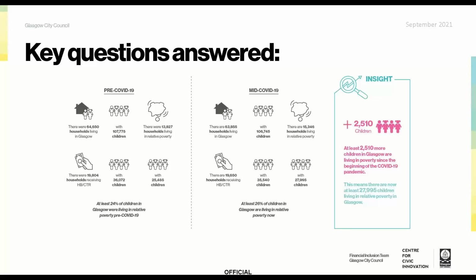But from those 63,000 households, we know that 19,650 of those households claim assistance with housing benefit or council tax reduction, and that's where those 35,540 children are. So again, it's relatively similar to the pre-COVID report. Although what was really interesting for us, although the numbers are very similar, it's not the same families. There's thousands of families that have been moved out of poverty since the last report, and equally we've had thousands of new families appear in the report that weren't there before. But I'll cover that in a wee bit more detail later on.